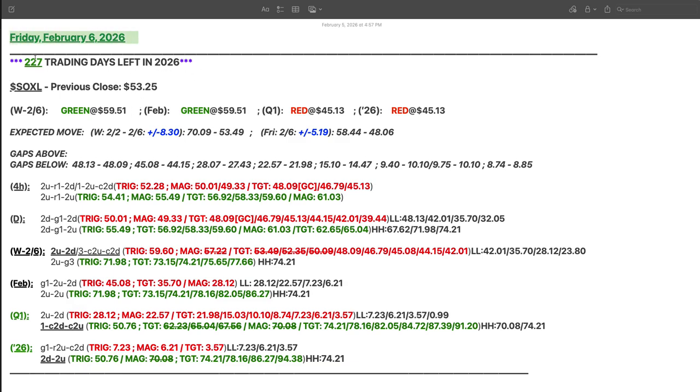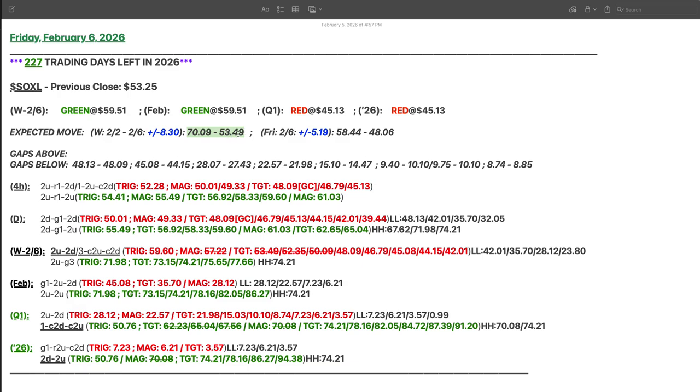Again, Friday, February 6th, 227 trading days left in 2026. Close price on Thursday, February 5th was 53.25. We know that the week and the month are red, but we know that the quarter and the year are still green. So conflicting time frame continuity, but the higher time frames are green. We know that the expected move for the week was plus or minus $8.30 from the close of last Friday, which gave us an expected range of 70.09 to 53.49.